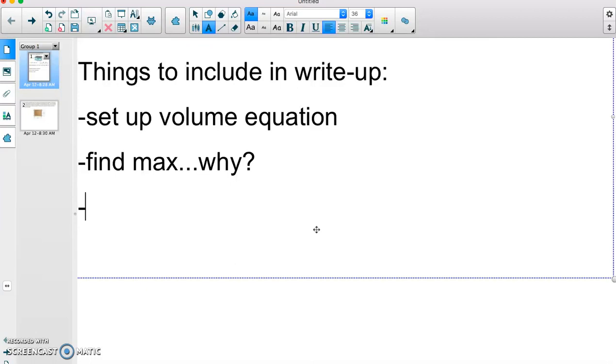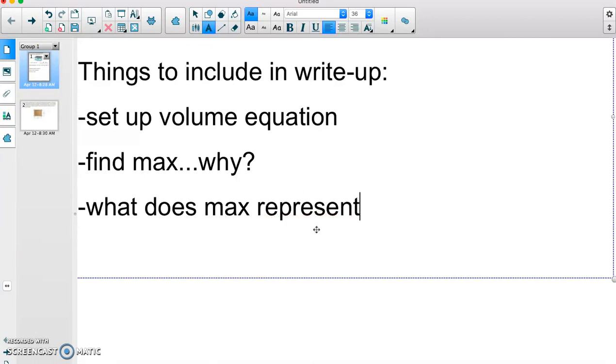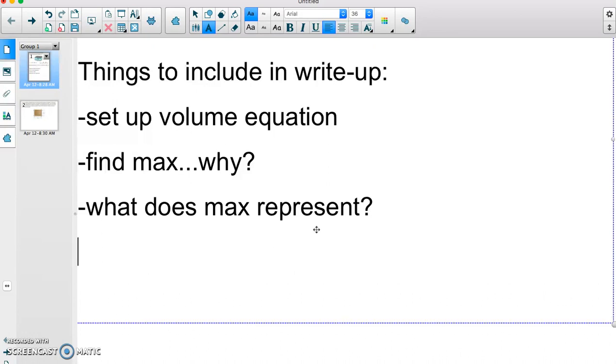Also, once I found that maximum, what does the max represent? I know the X coordinate represents the width or the length, depending on which way you look at it, of the aquarium, and I know the Y value represents the volume. So I wanted the largest volume, so I needed to find the maximum of the function where the Y was the highest. Okay, also remember when we're doing AWPs, we have those claim, evidence, and reasoning pieces.